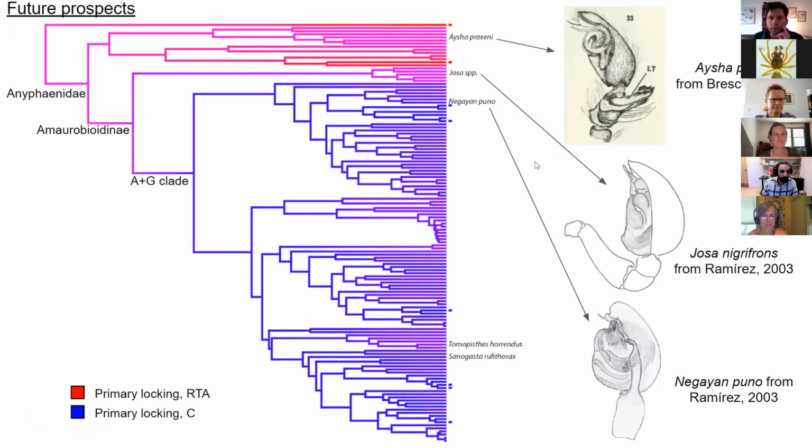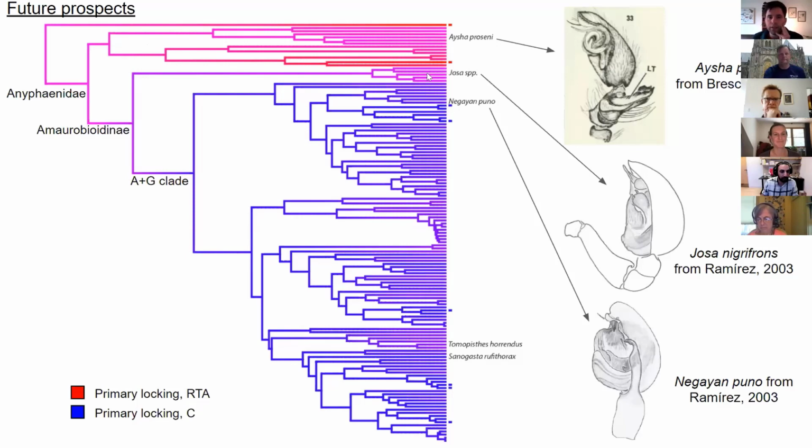As for the future, we are planning to add to the analysis these 5 species. We are either in rearing process or cryofixing or scanning them, and we are really interested especially in Aisha, Hosa, and Negashan. Aisha will allow us to shed some light into the very base of Anyphaenidae. They have a really complex RTA, super complex. We don't know what they use it for.